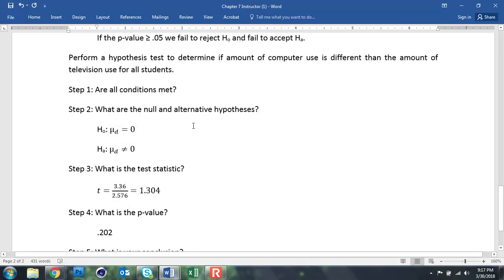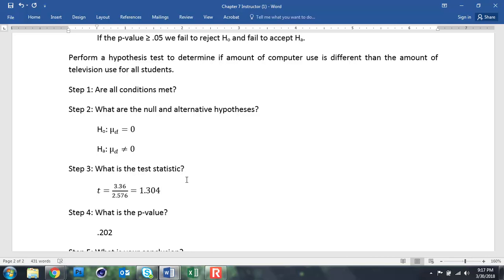Our null hypothesis: mu sub d equals 0. There is no difference between computer use and TV use among all college students. Our alternative hypothesis is mu sub d is not equal to 0. There is a difference between computer use and TV use among all college students. Our test statistic, we have d bar, which is 3.36. We have s sub d over the square root of n, which we've already calculated. We don't need to recalculate it because it's the same as the standard error we used in our confidence interval. So 3.36 divided by 2.576 gives us a test statistic of 1.304.